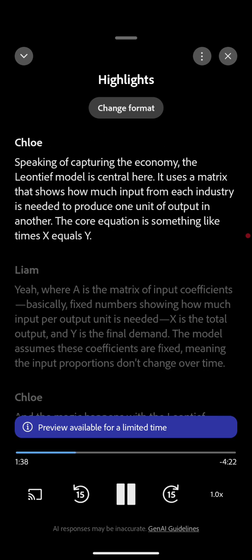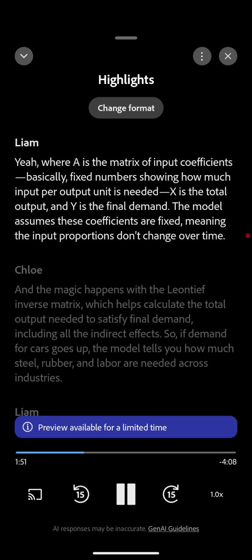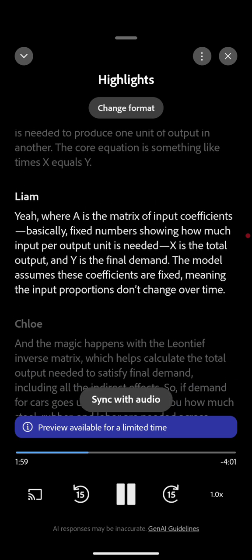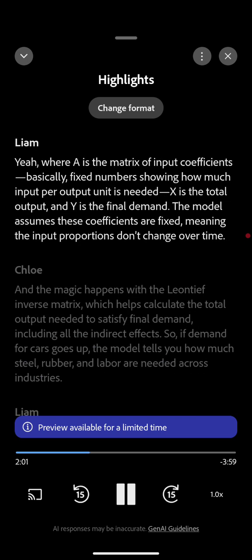Speaking of capturing the economy, the Leontief model is central here. It uses a matrix that shows how much input from each industry is needed to produce one unit of output in another. The core equation is something like A times x equals y. Yeah, where A is the matrix of input coefficients. Basically, fixed numbers showing how much input per output unit is needed. x is the total output, and y is the final demand.